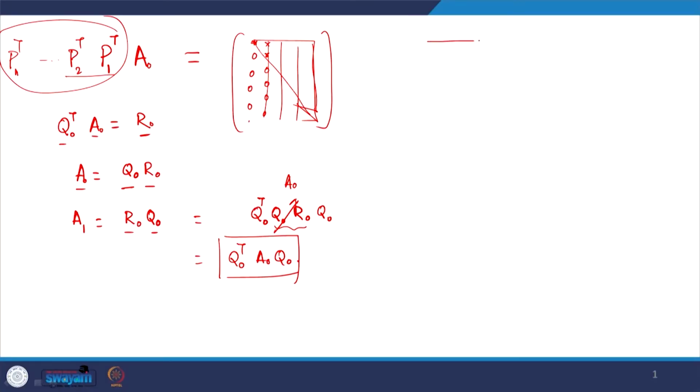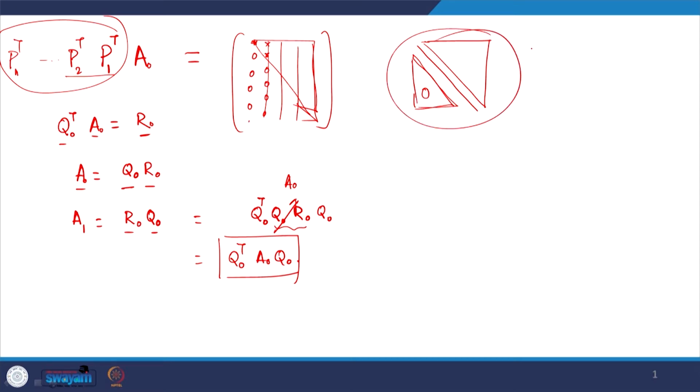In practice, we actually first consider the Householder transformation to convert matrix A into upper Hessenberg form. So, upper Hessenberg form is like upper triangular structure with one subdiagonal, and rest of it is all 0. So, this structure is what is known as upper Hessenberg form.